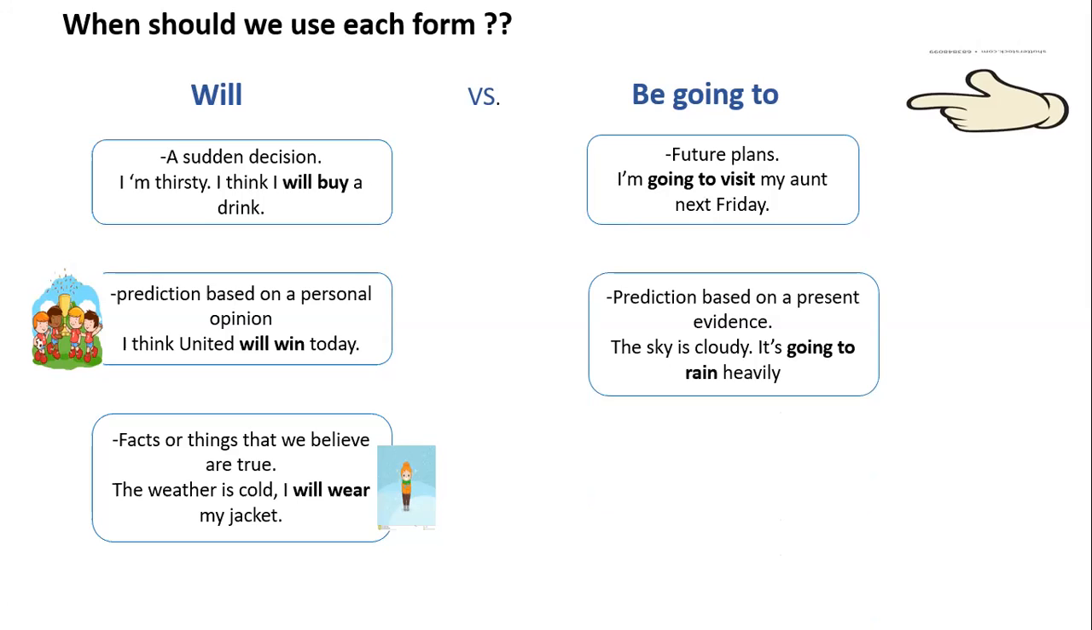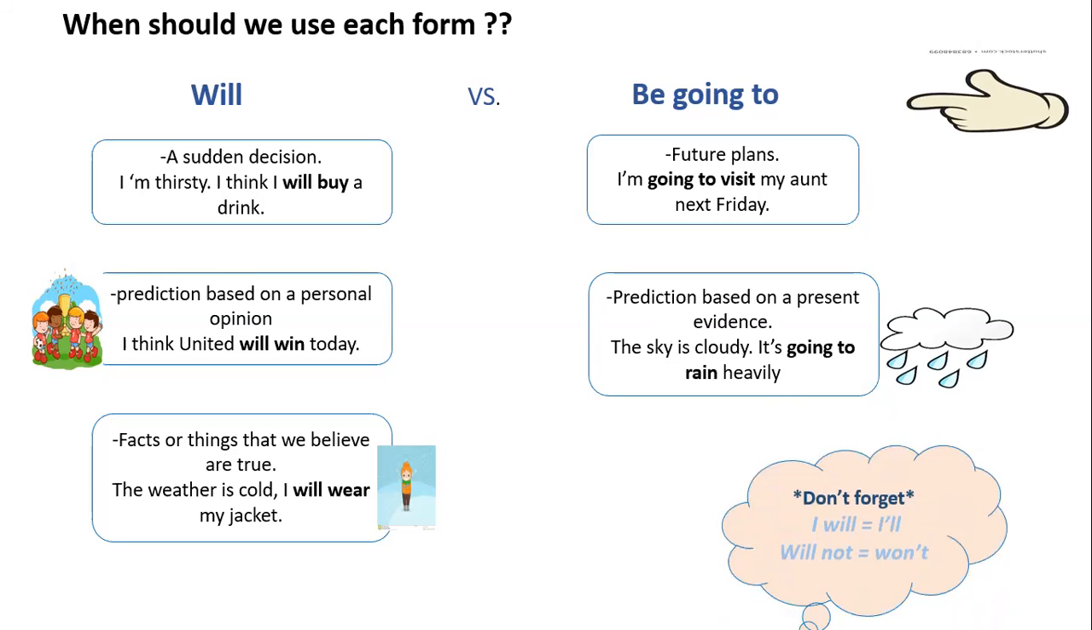Prediction based on present evidence. When we have a prediction that is based on evidence, something to prove it: the sky is cloudy, it is going to rain heavily. If we omit the sky is cloudy and there is only it is going to rain heavily, is it correct? No, because here I'm basing it on my opinion. But when I say the sky is cloudy, I have proof, I have evidence. So since the sky is cloudy, it is going to rain heavily.